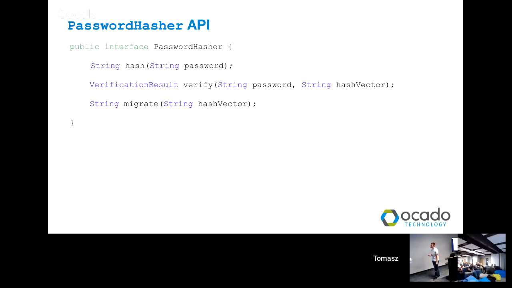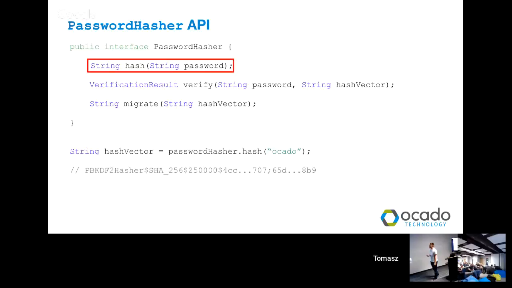It has 3 methods: hash, verify, and migrate. A little bit about every single one of them. Hash is a simple method where you just provide a password. That's a new password. Let's say a user is registering and providing a new password, and he says, okay, let Ocado be my password. And we invoke password hasher hash Ocado. And what we get is the best algorithm that AppSec decided to choose here. So it's PBKDF2 with the parameters they already gave you. And this is a short hash vector, the best algorithm, only that we need.